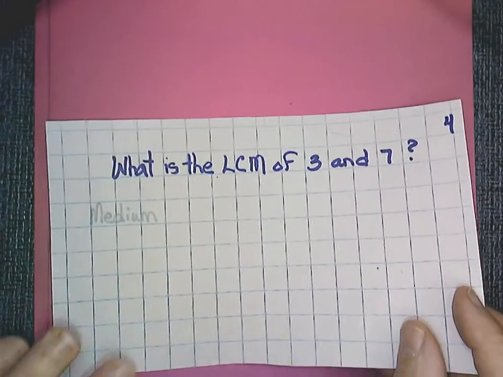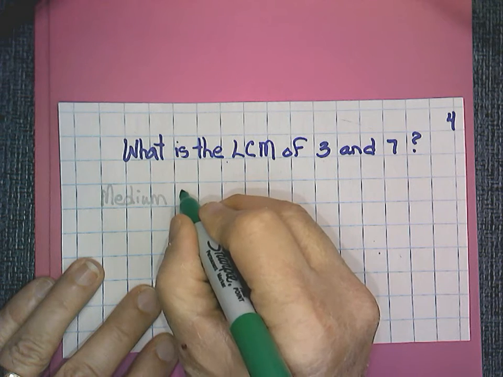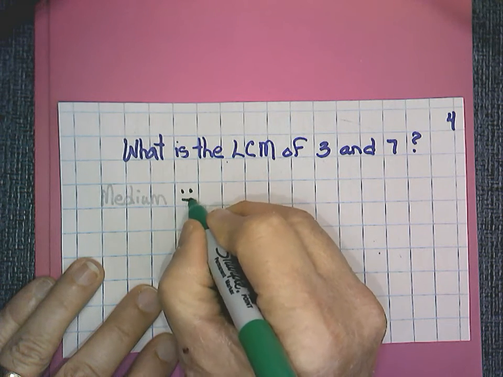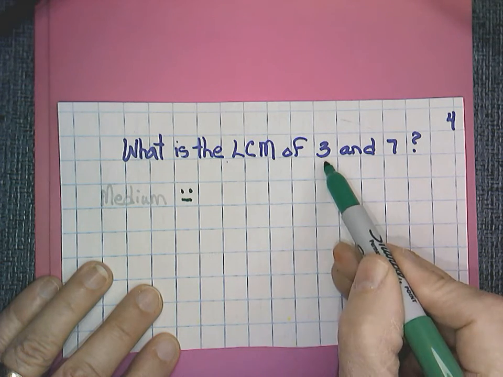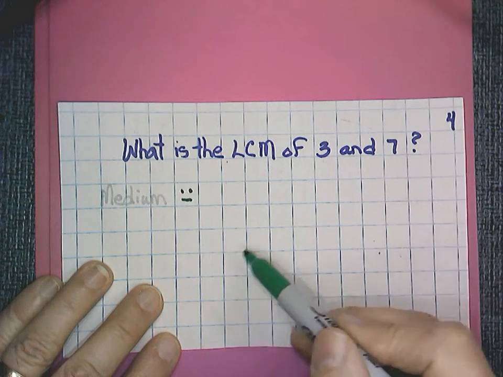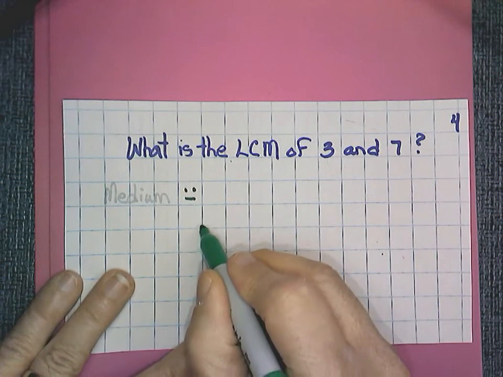Let's try one a little bit harder, right? Medium. Working on my medium face. I guess that's a medium face. What is the least common multiple of 3 and 7? I'm not going to make it in yellow this time, but first step is we make our T-chart. That's really easy to do.